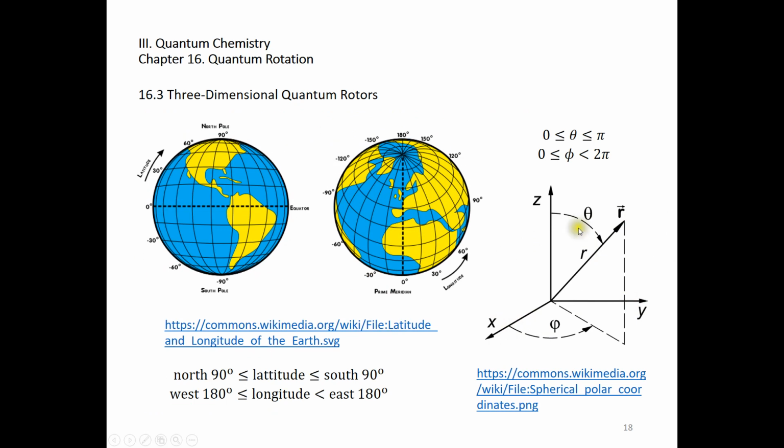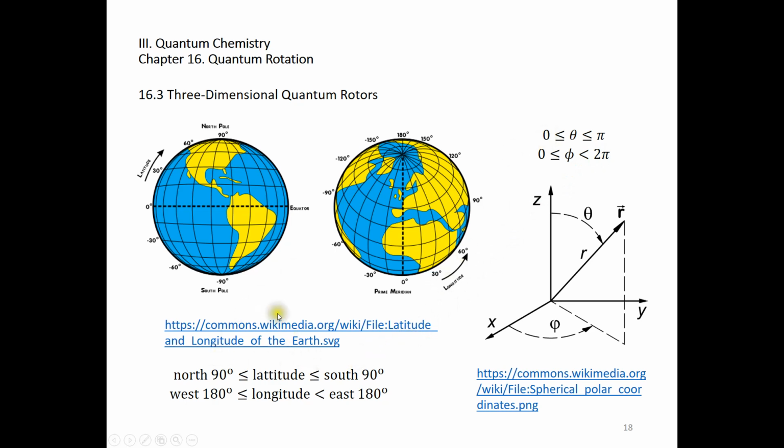Again, in quantum chemistry, we use r, theta, and phi to specify the position. Theta corresponds to the latitude of Earth. Phi corresponds to the longitude of Earth. However, we have a slightly different lower limit and upper limit comparing quantum chemistry and geography. In geography, latitude is from north 90 degrees to south 90 degrees. The longitude is from west 180 to east 180. Over here, theta is 0 to pi, phi is 0 to 2 pi.